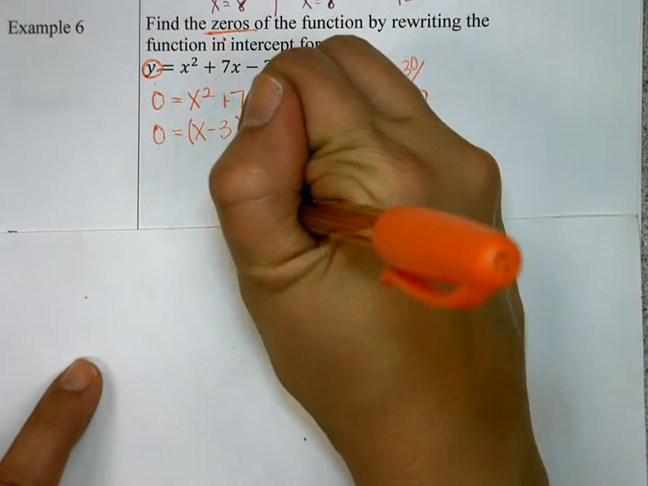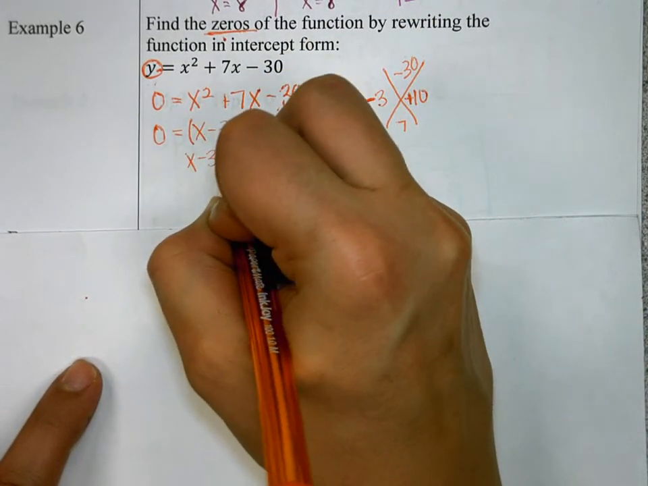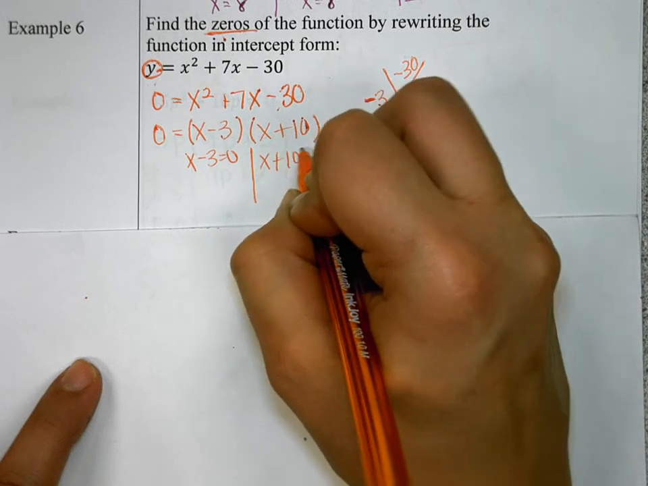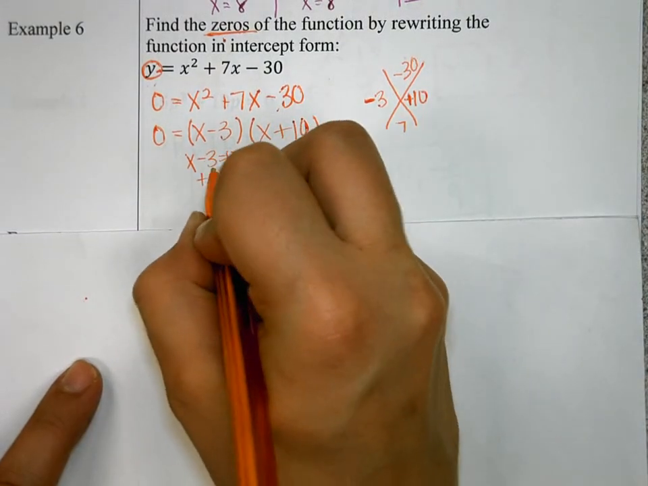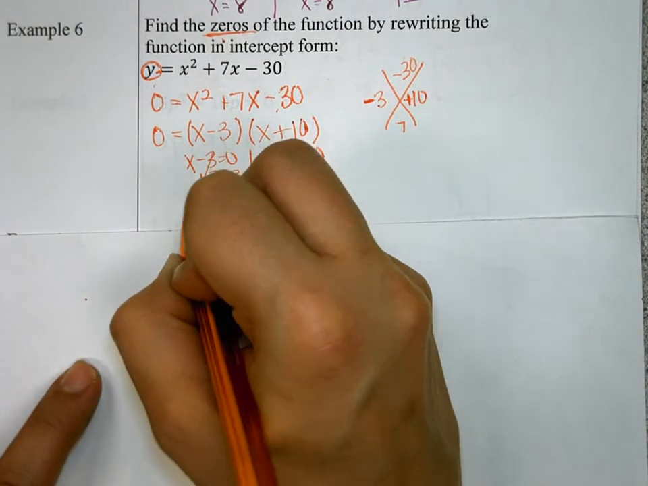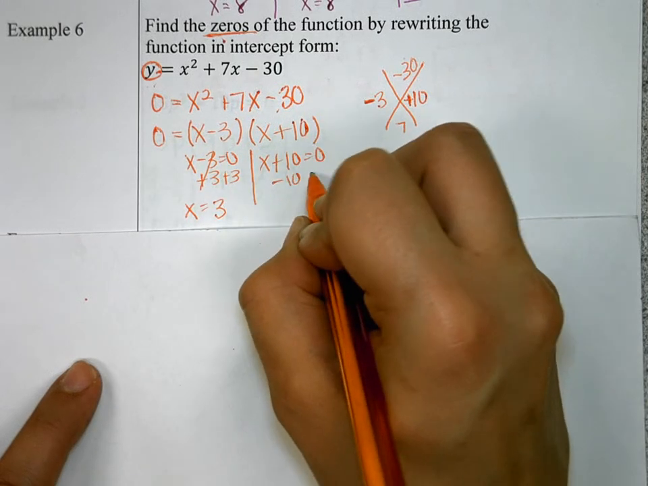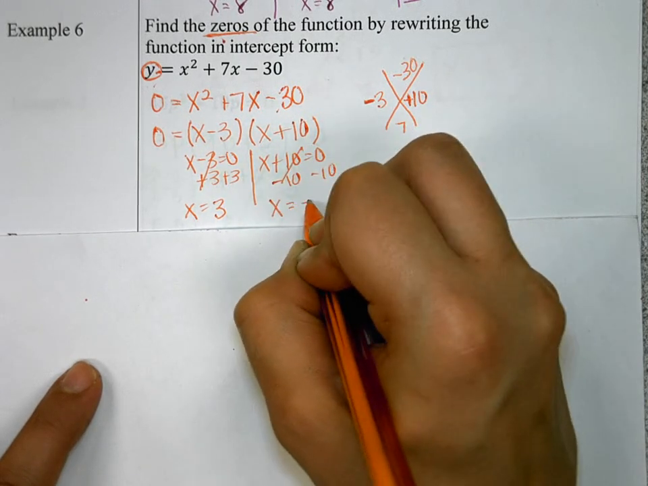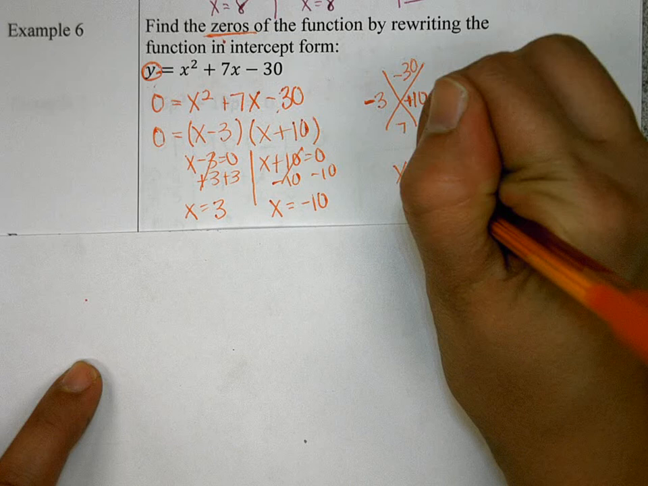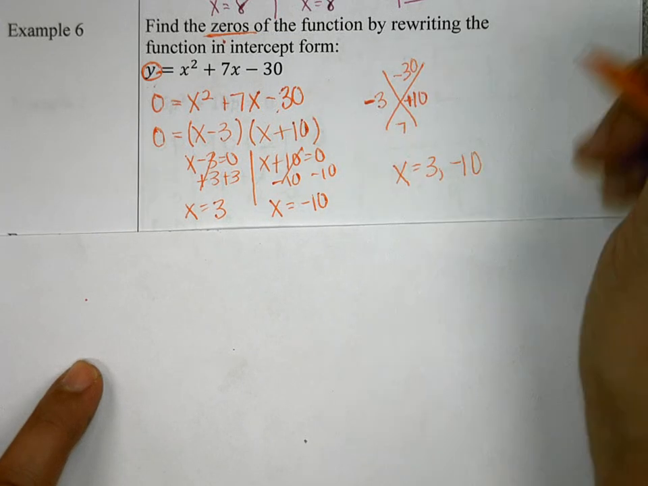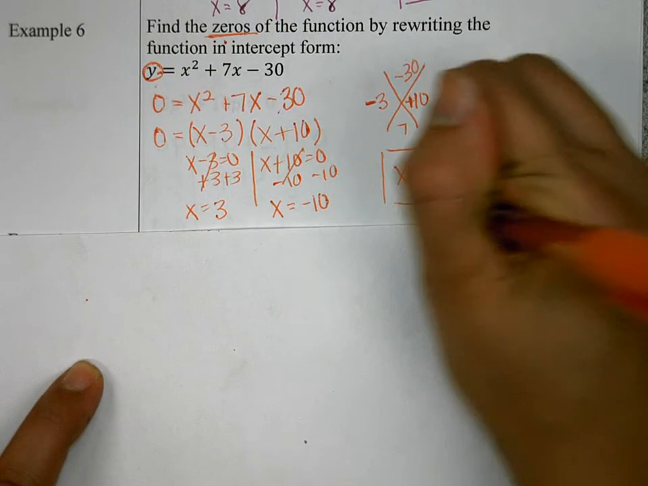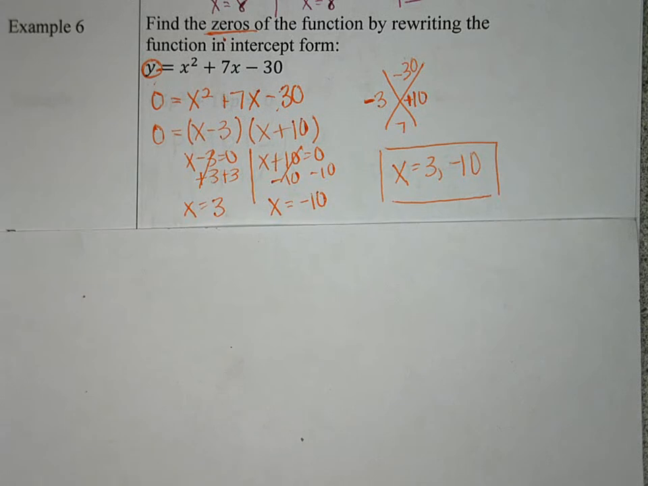We set each one equal to 0. And then we solve each one of those. So that gives me x equals 3 and x equals negative 10. So my two answers are 3, negative 10. And that's using factoring to solve.